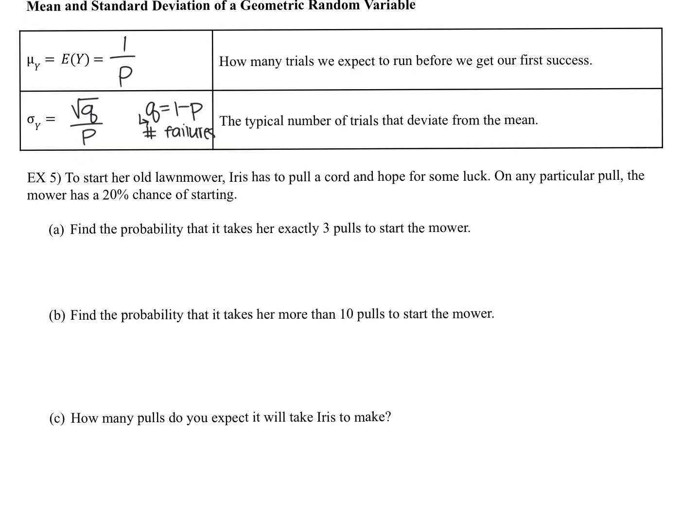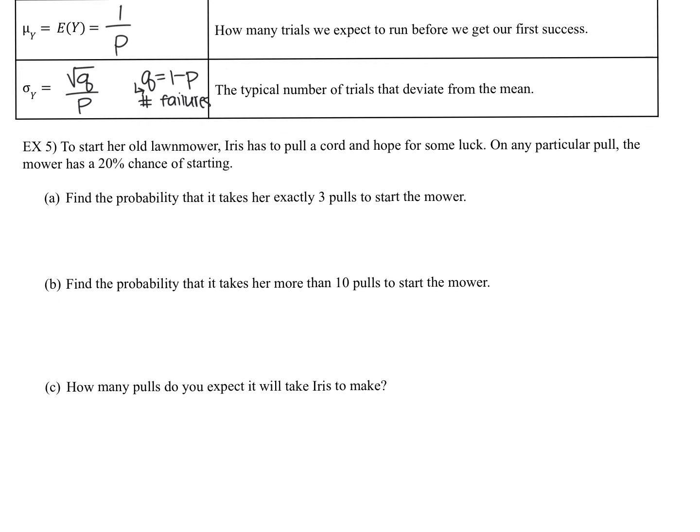So we're going to look at one last example. To start her old lawnmower, Iris has to pull a cord and hope for some luck. On any particular pull, the mower has a 20% chance of starting. So we want to find the probability that it takes her exactly 3 pulls to start the mower. So that's the probability that y equals 3. That means she had 2 failures. If there's a 20% chance of it starting, that means there's an 80% chance that it doesn't. So 0.80 to the second power times the 0.20, which is going to be 0.128.